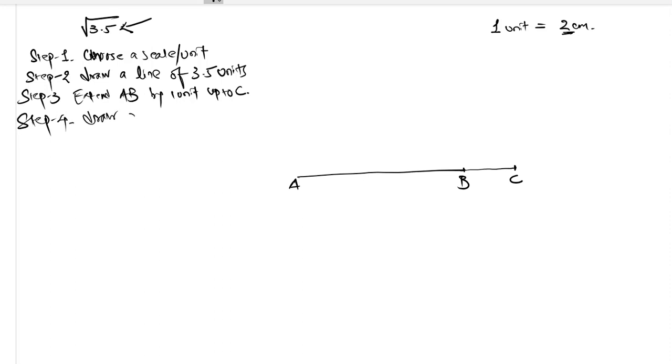Draw a semicircle with AC as diameter. You have to draw a semicircle with AC as a diameter. So for that you need to find the midpoint of AC.